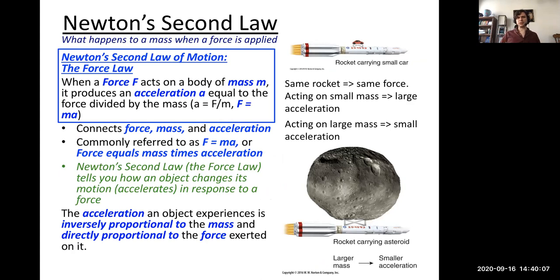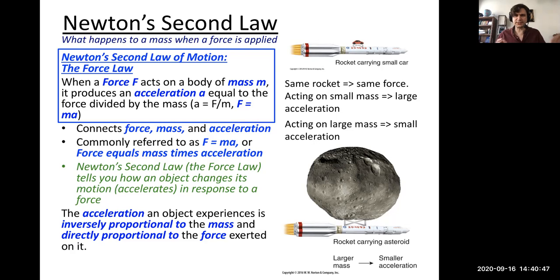Newton's second law of motion is the law that's going to tell us that when a force is applied to something, it's going to change its motion. That's what the first law tells us. The second law tells us how it's going to change its motion. It's going to quantify its acceleration. So given a certain amount of force applied to a certain mass, it's going to tell us how that mass will accelerate. Will it be a large acceleration, or will it be a really slow acceleration? So Newton's second law, often called the force law, is the one that tells us how a mass will change its motion, accelerate in response to a force.